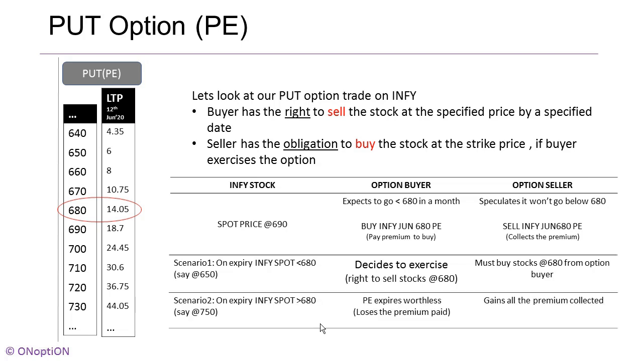Let's look at scenario 2. On expiry day, let's say INFY is trading at 750 rupees. This is straight against the expectation of the option buyer. In this case, the option contract expires worthless. So the buyer loses all the premium that he paid. The option seller gains all the premium because his expectation has come true. He speculated that it won't go below 680. Since INFY is trading at 750, he gains all the premium that he had collected.